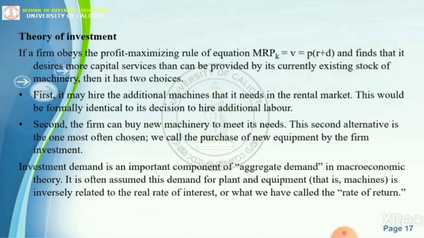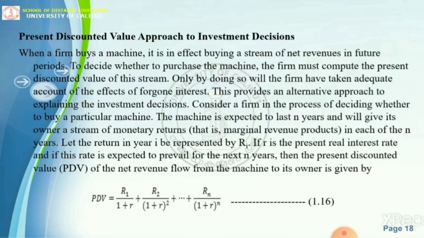So the investment demand is an important component of aggregate demand in macroeconomic theory. It is often assumed that this demand for plant and equipment, that is machines, is inversely related to the real rate of interest, or what we have called the rate of return. So demand for plant and equipment is inversely related to the real rate of interest. Then the present discounted value approach to investment decisions.